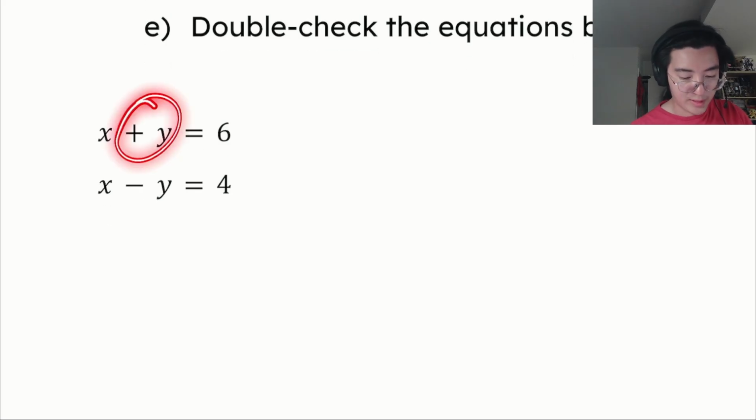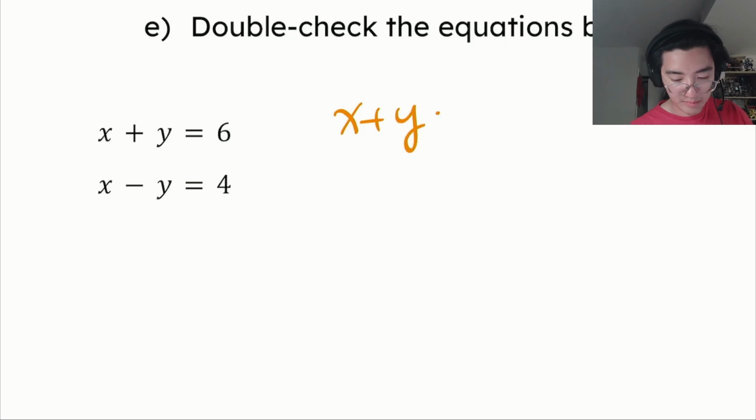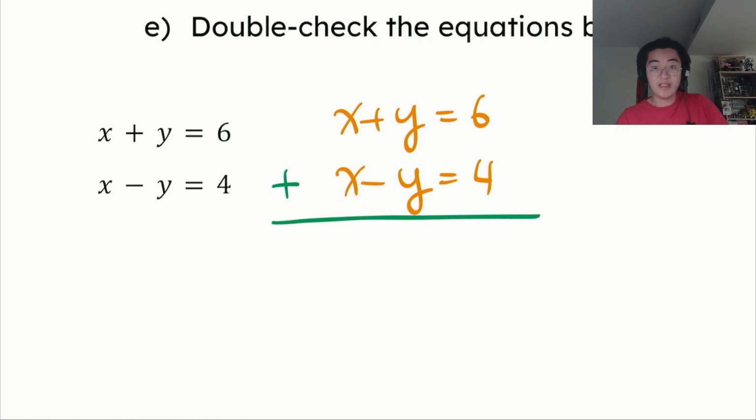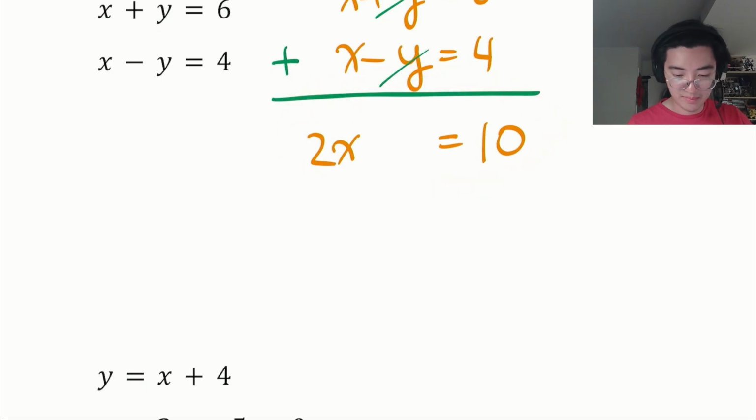We notice here we have a plus y and a minus y, which means that if we just add those equations together, we can cancel the y out. If we imagine adding both of those equations, we get x plus x, which is 2x. But notice we have a positive y minus a y. The y's cancel out, y minus y is just 0, and the constants add up to 10. From there, we went from two equations and two variables to one equation and one variable. With one equation and one variable, we can just isolate for the variable.